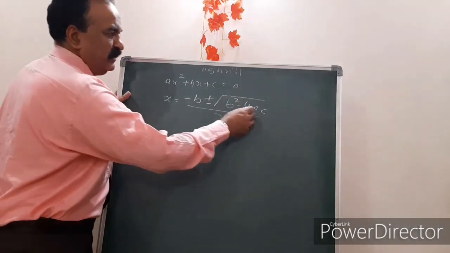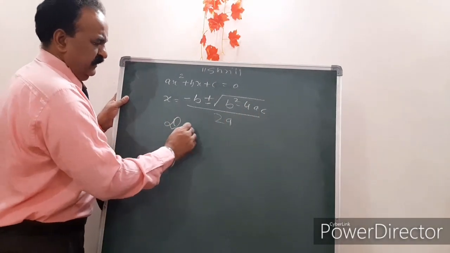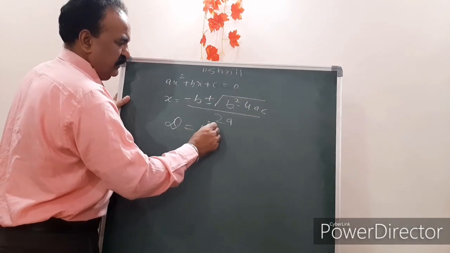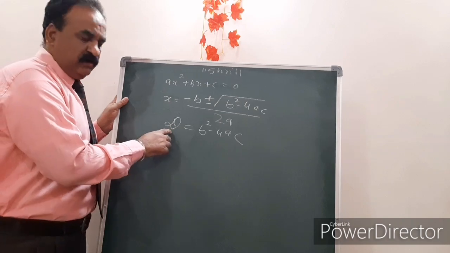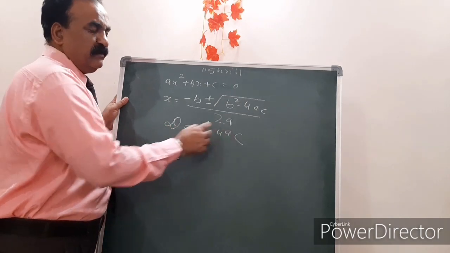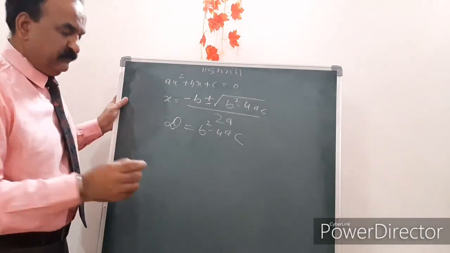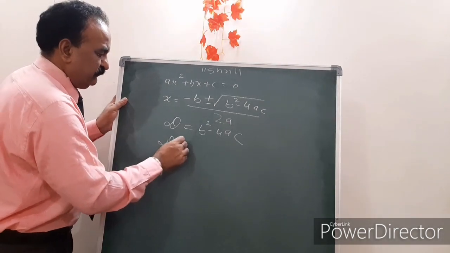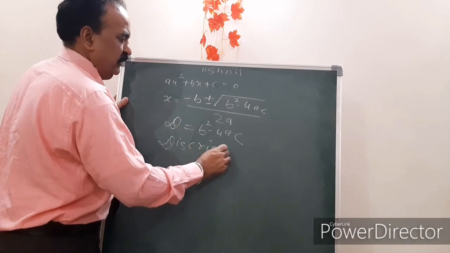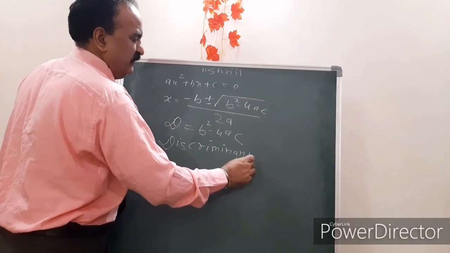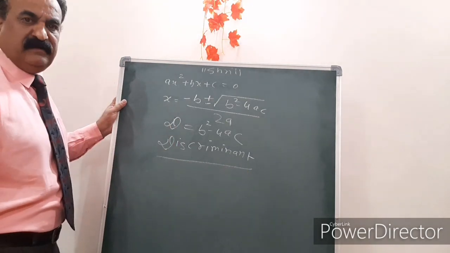Now this b square minus 4ac is called D. D is equal to b square minus 4ac. This D is called discriminant.